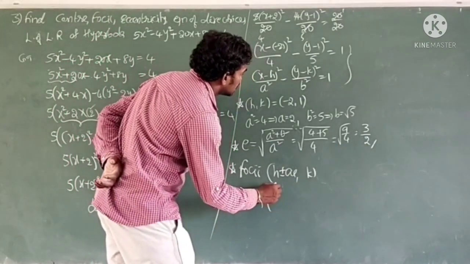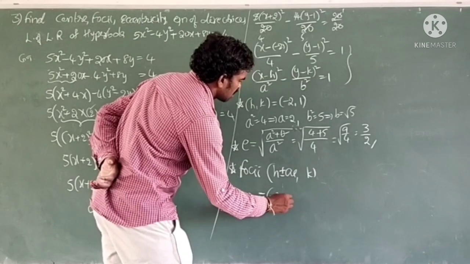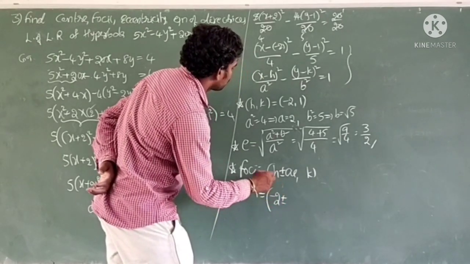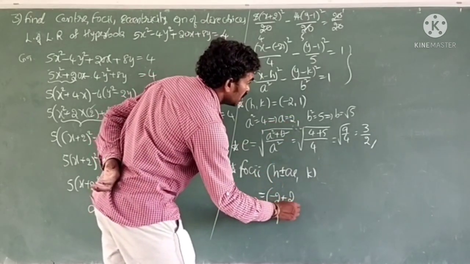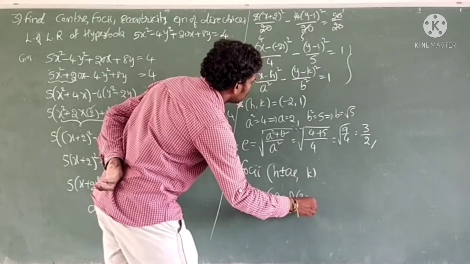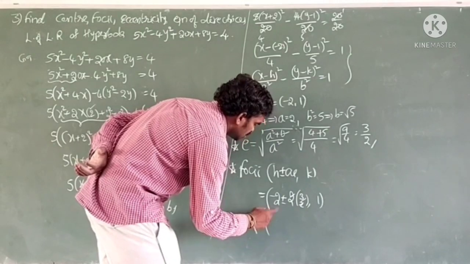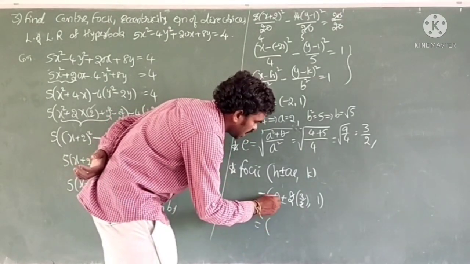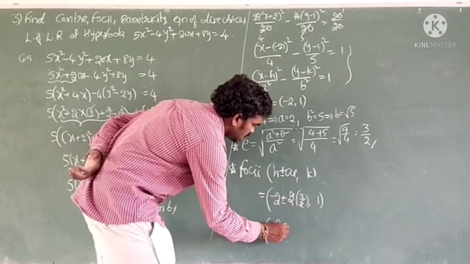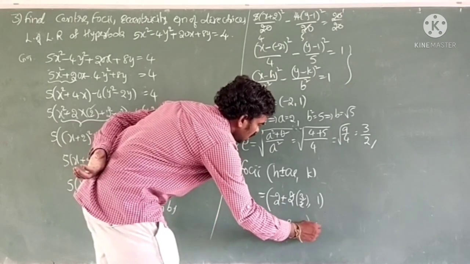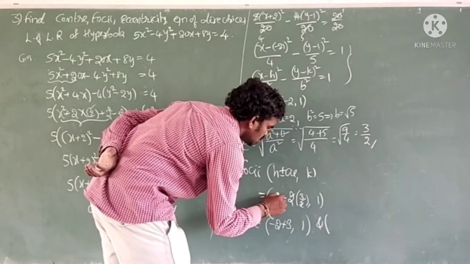So here h means minus 2, plus or minus a means what is a? Yes, 2. e means 3 by 2, k means 1. So the 2 gets cancelled. So we can write the 2 foci: for k, one is (minus 2 plus 3, 1) and another one is (minus 2 minus 3, 1).